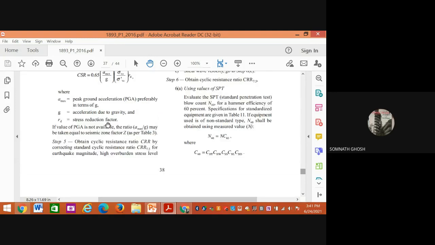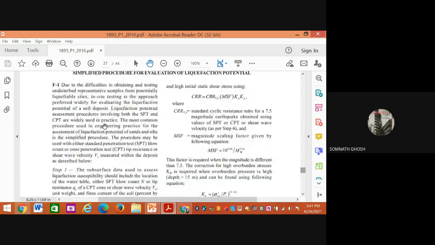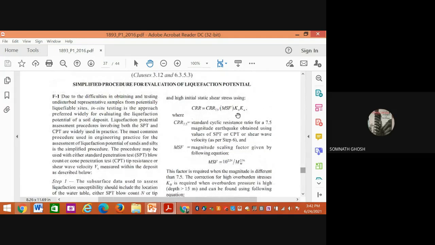Then you obtain the cyclic resistance ratio, CRR, and correct it, because this Richter magnitude of 7.5 is given, but your Richter value may be different. So accordingly you have to correct it for earthquake magnitude, high overburden stress, all these things. You have to make some correction at this stage. So that correction is made like this.